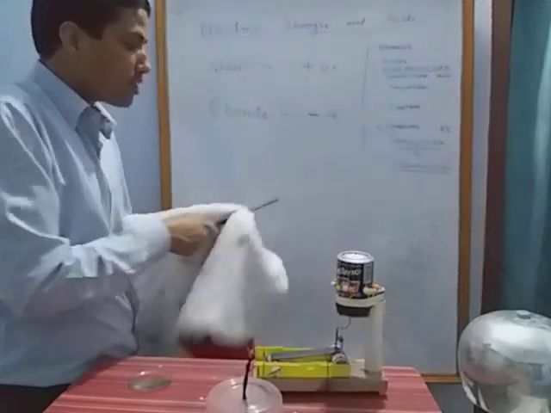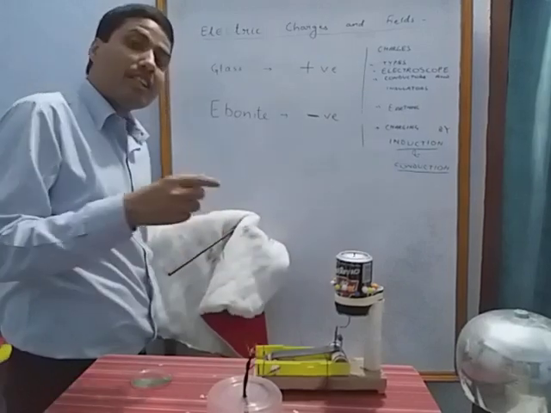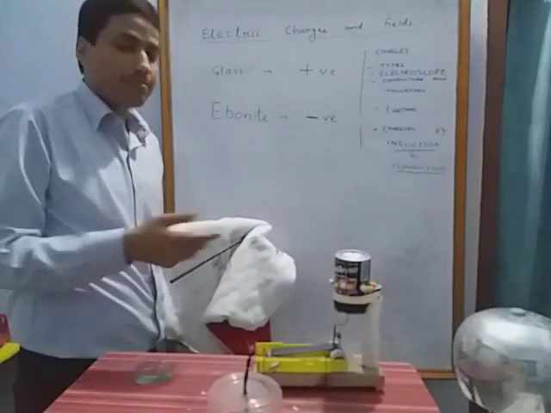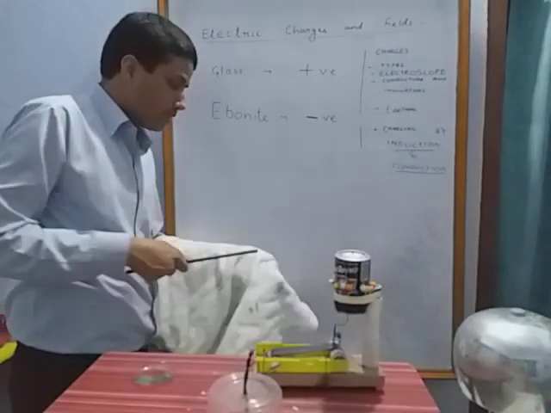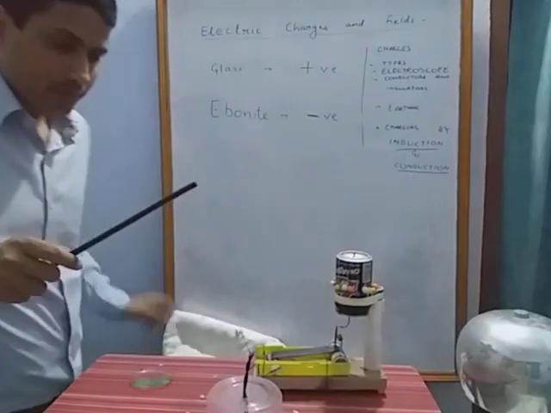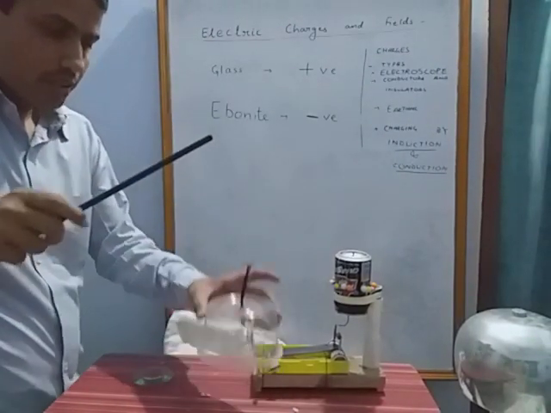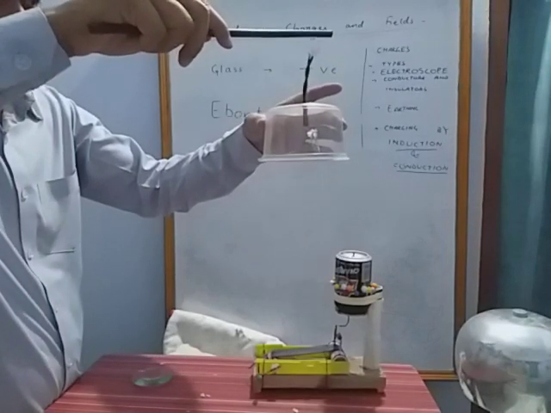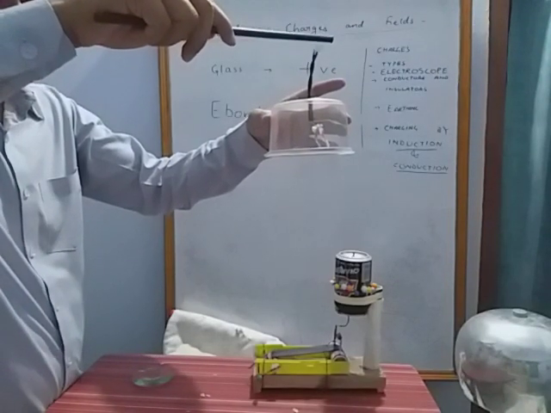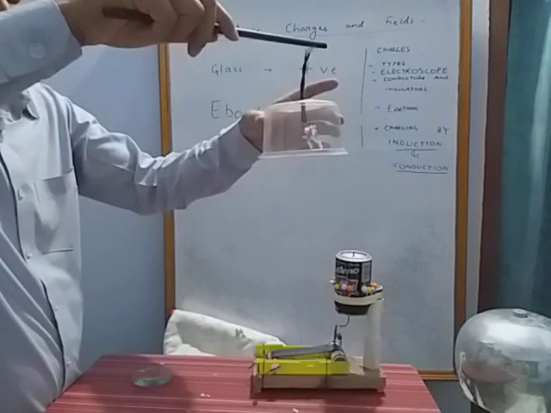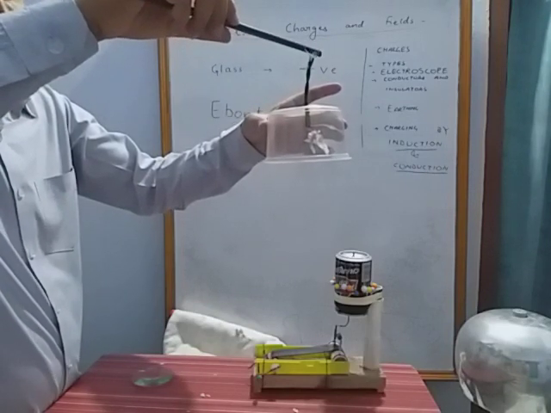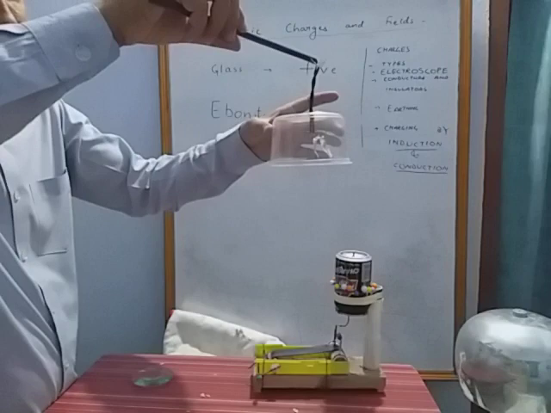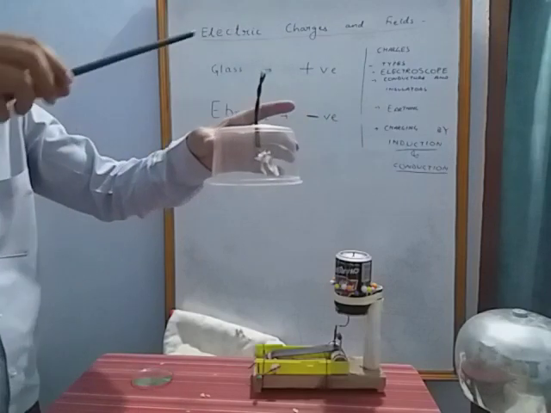Both the aluminium foils will become negatively charged. They will have excess of electrons. And if they become negatively charged, they will repel each other. Like charges repel. Let's see. I'll try to bring it close. Could you see they repel each other? Yes, there is a repulsion between them.